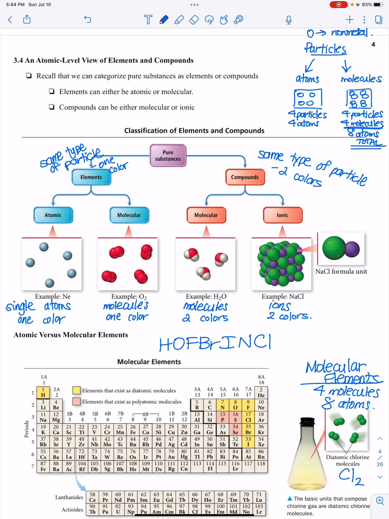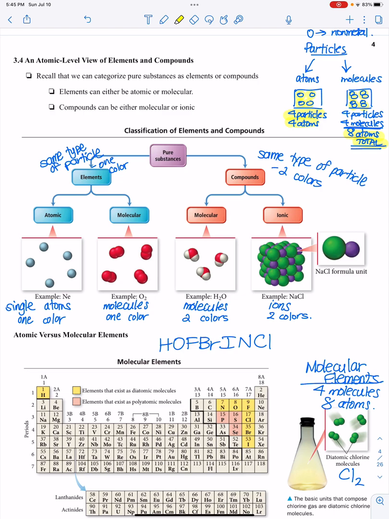And I did a little math here to show you. This picture on the left, I have 4 particles in here. 1, 2, 3, 4. And those 4 particles are 4 atoms. The picture on the right, I have 4 particles, 4 molecules. 1, 2, 3, 4. Notice how those doubled up circles are considered one particle, but those 4 particles altogether have 8 atoms. Each particle has 2 atoms. There are 4 particles, therefore 8 atoms. Know how to count and do that math there.